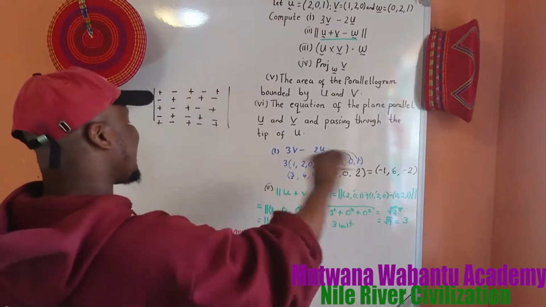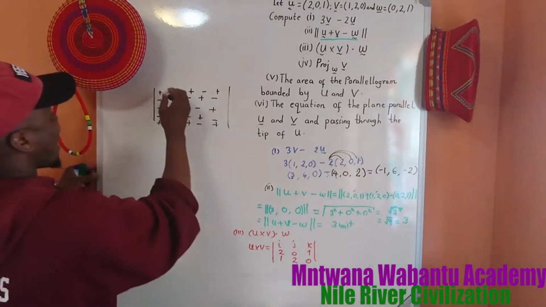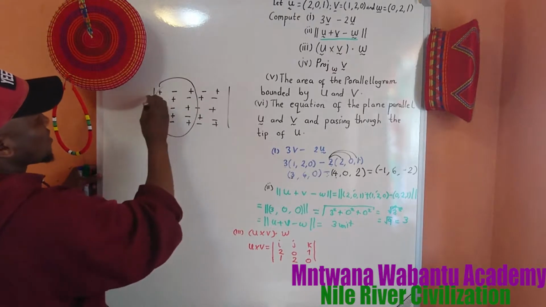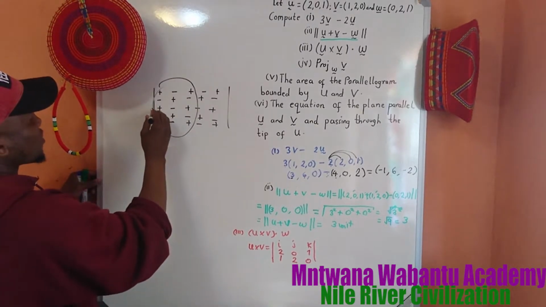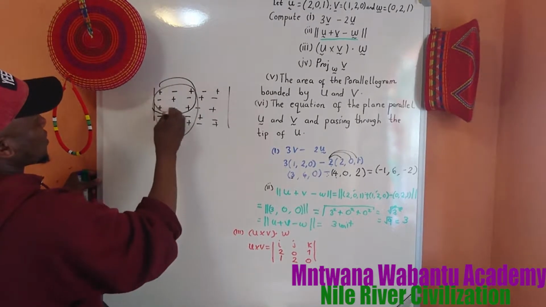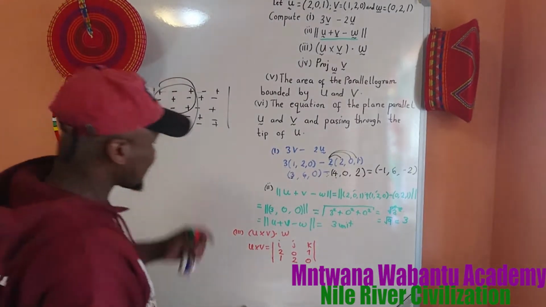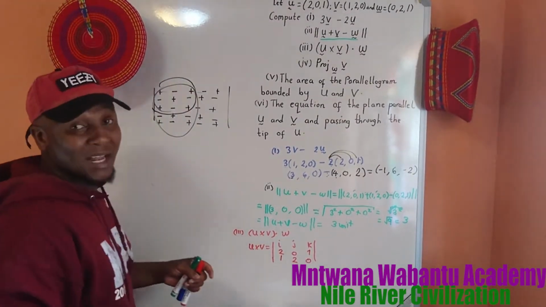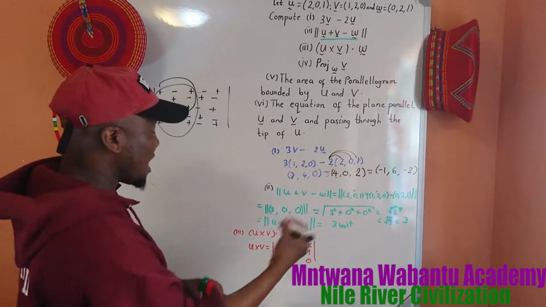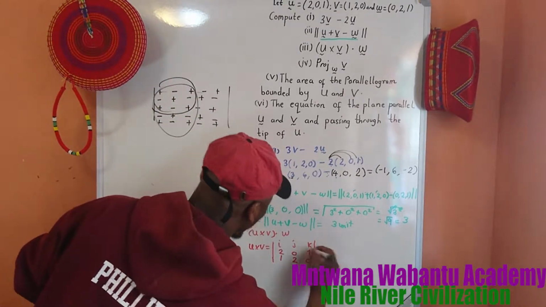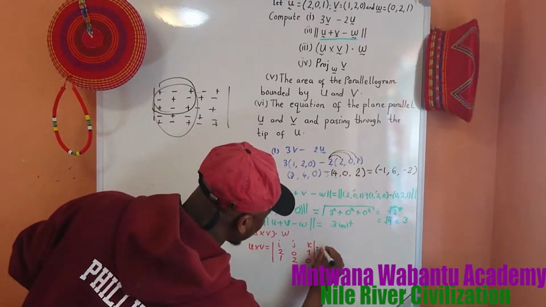Rows means these lines here, which are horizontal. So I'm only going to use this: 3 rows and 3 columns. So let's see how we can find the determinant of a 3 by 3 matrix, which means now we find the cross product. The first term is i. You start with the i.